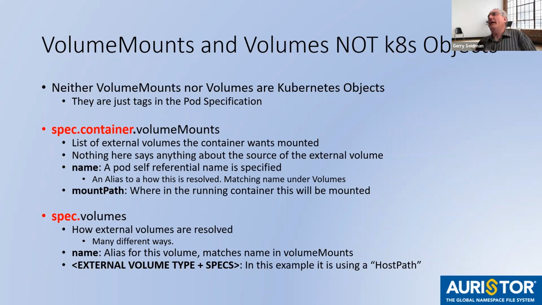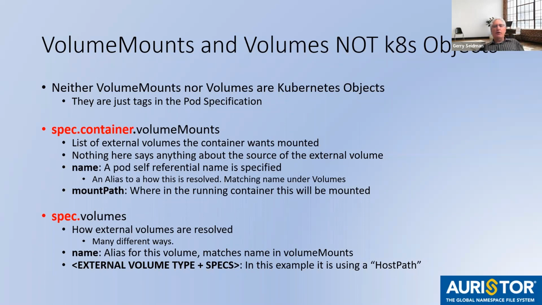The first area of confusion is there are all these Kubernetes objects, and the first thing you learn is something called the volume mount and the volume. These are not Kubernetes objects. These are just API parameters in the pod. There is no volume object in Kubernetes. There is no volume mount object in Kubernetes.